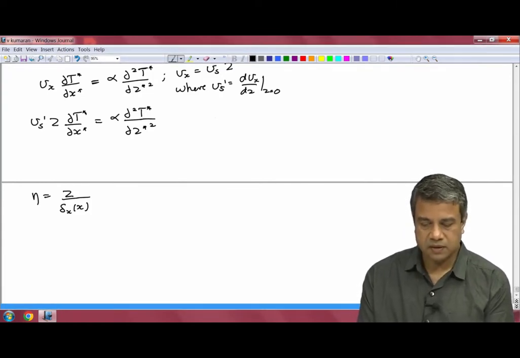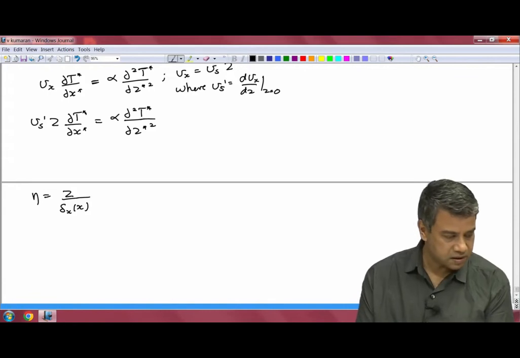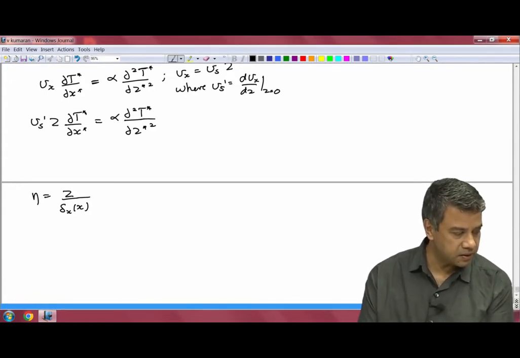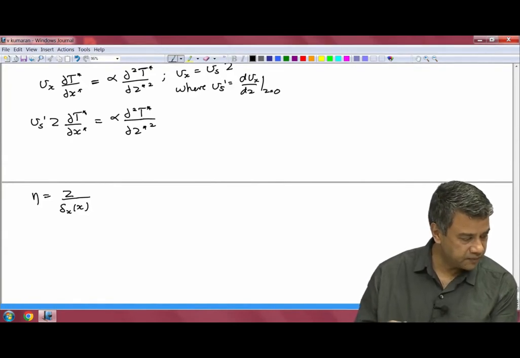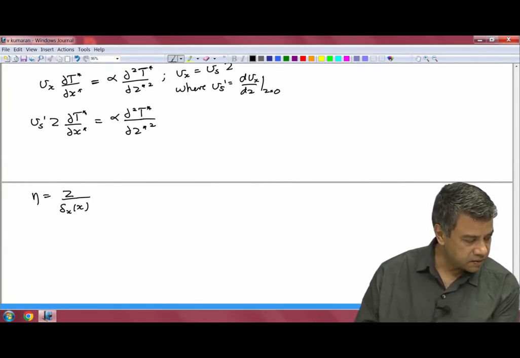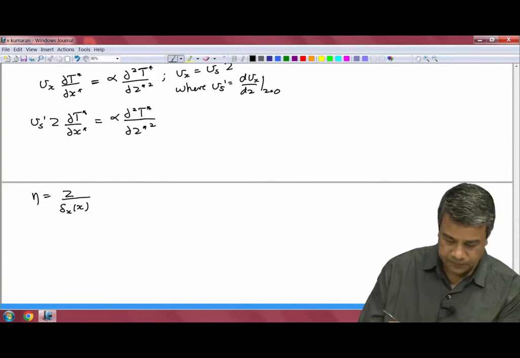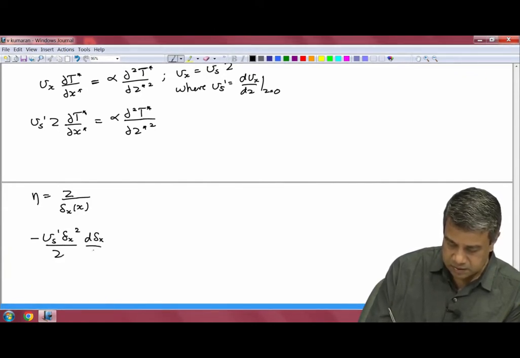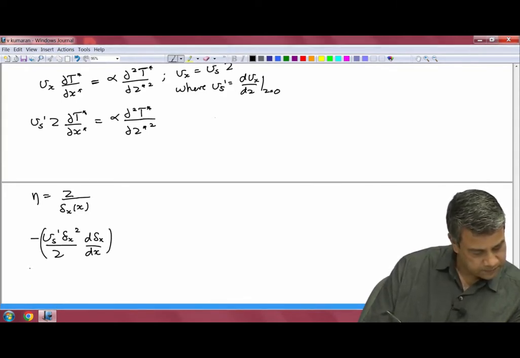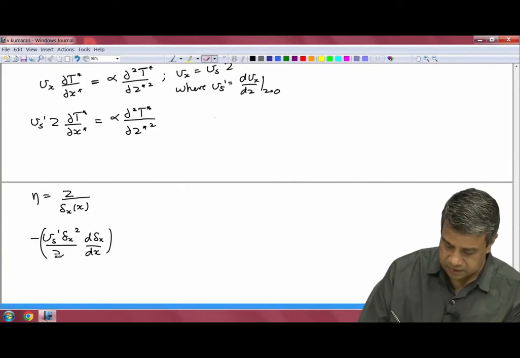So, by substituting this and using differentiation by chain rule, we had got an equation for temperature in terms of eta, if you recall. The temperature in terms of eta was minus V s prime delta x square by 2 d delta x by dx. I am sorry, this alpha here.